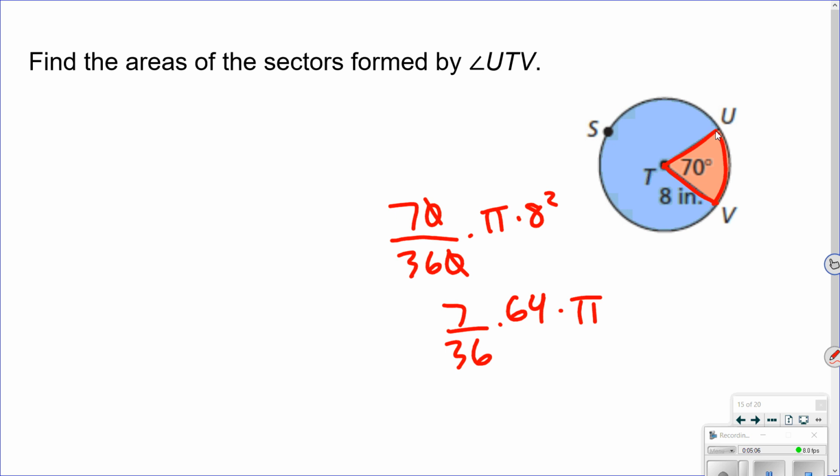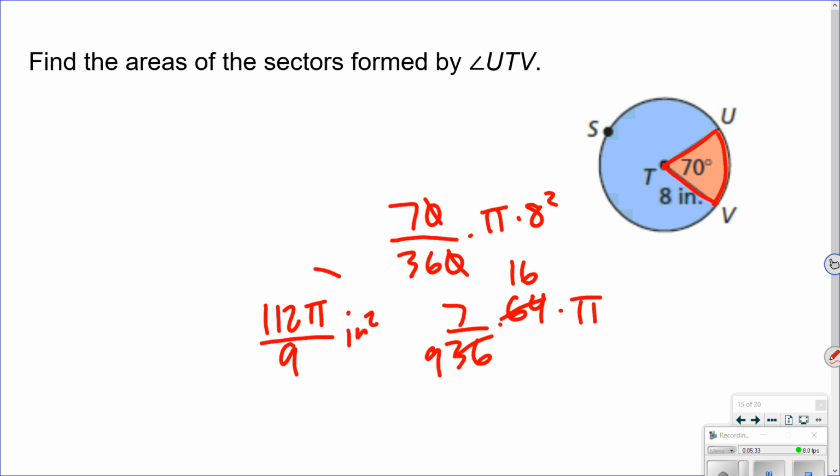Okay, we could actually reduce the 36 and the 64. I'm pretty sure 4 goes into both of those, right? So that'd be 9. 4 goes into 64 16 times. So if I wanted an exact answer, I would go 7 times 16. So 112 pi. And the bottom we just have 9. And this would be labeled in square inches.